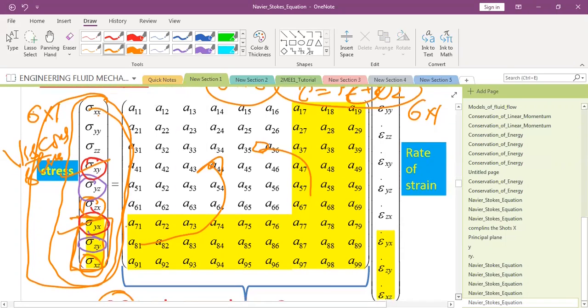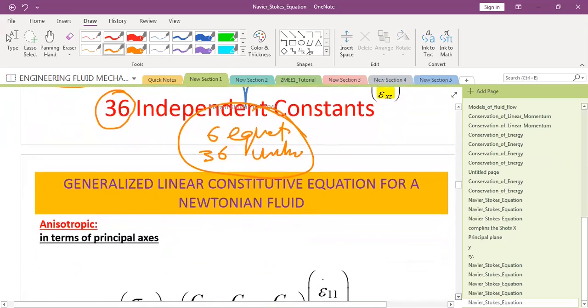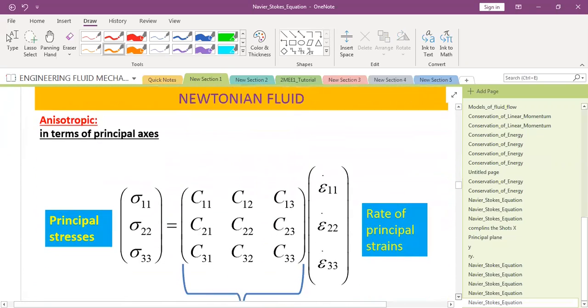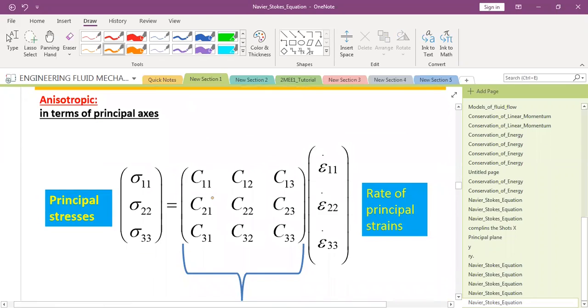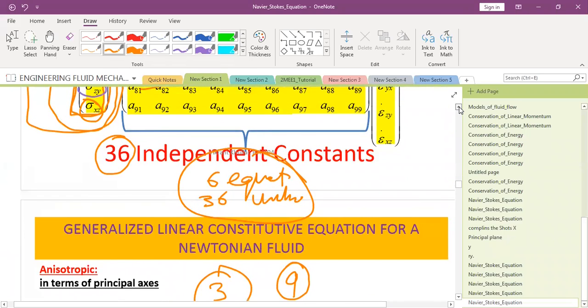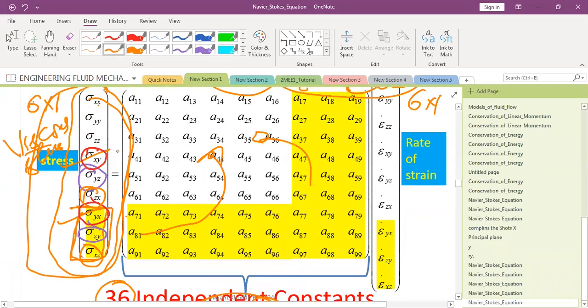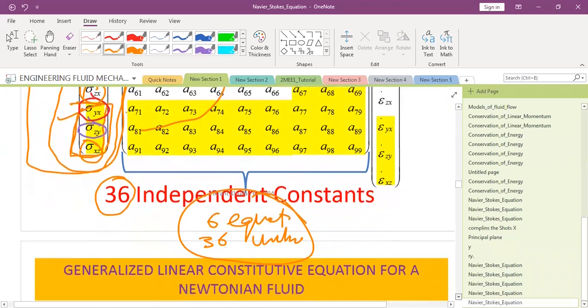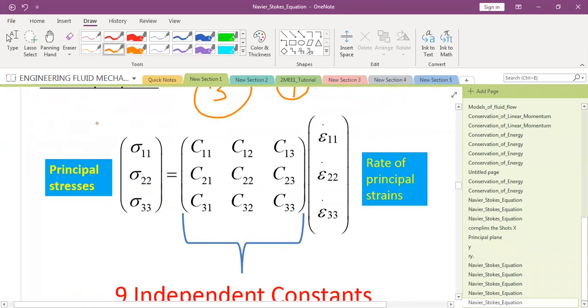Otherwise Euler equation was sufficient. Now I am playing a trick. What is this trick? How many equations do you have? 3. How many unknowns? 9. What have I done? I have written down the same thing in terms of what? Principal stresses. And what do you know in principal stresses? Shear stresses are 0. So I will only have 3 into 1 here, 3 into 1 here. So this will be 3 into 3.